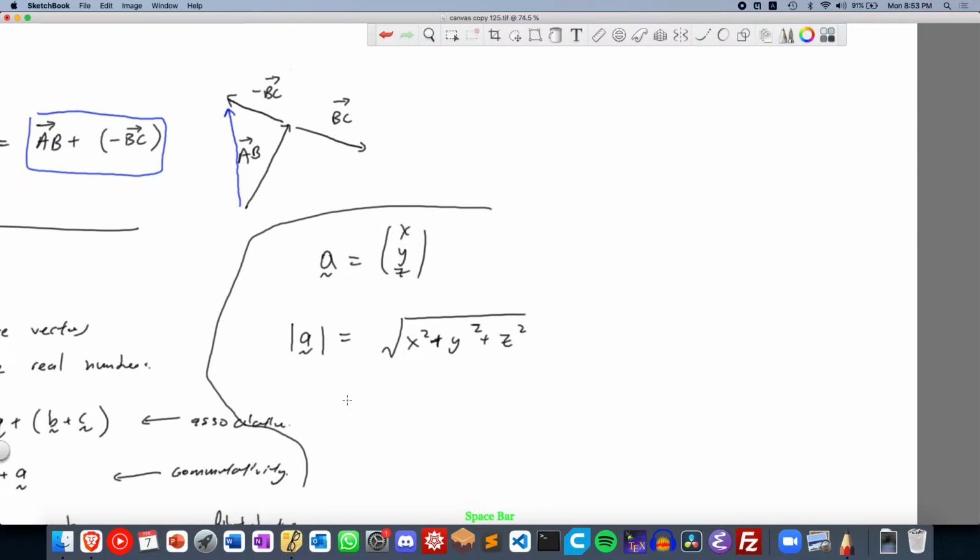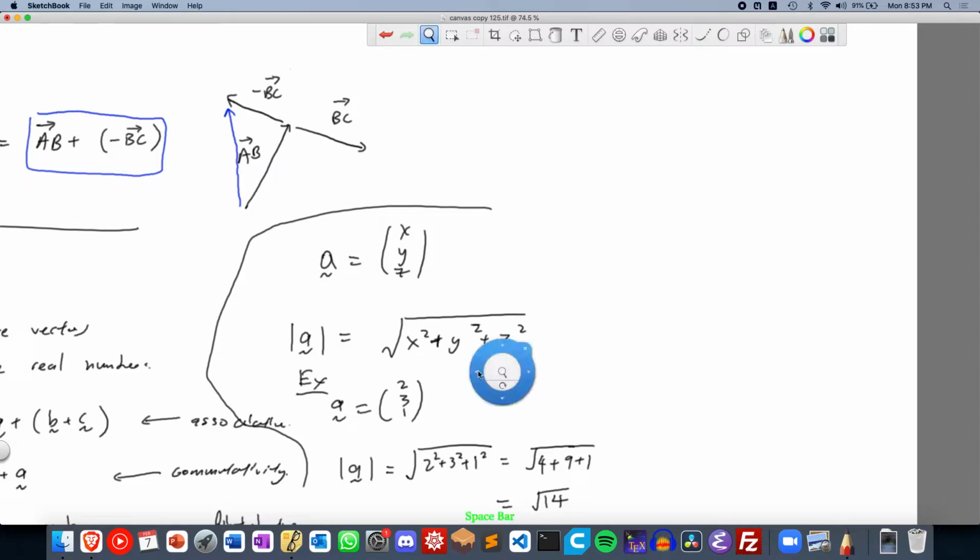Let's go through a quick example. Let's say A equals (2, 3, 1). Then the magnitude of A equals the square root of 2 squared plus 3 squared plus 1 squared, which equals the square root of 4 plus 9 plus 1, which equals the square root of 14. The length is always positive. Sometimes you might see people write it as the magnitude of A squared equals x squared plus y squared plus z squared. It's just squaring both sides of this.